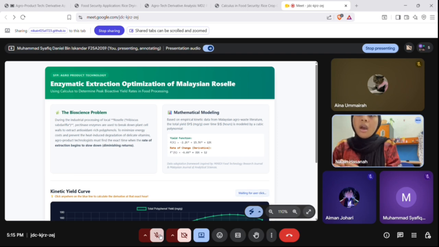Importance of studying this bioscience problem. The study is important because it helps improve extraction efficiency while reducing energy and processing costs. By identifying the best extraction time, industries can save time, reduce waste, maintain nutrient quality, and improve production efficiency. Besides that, this project also shows how mathematics and calculus can be applied in real bioscience and agro-product technology situations.